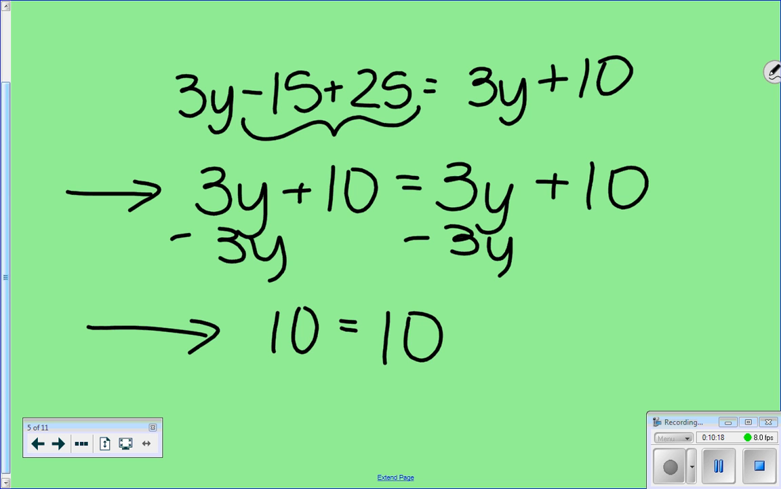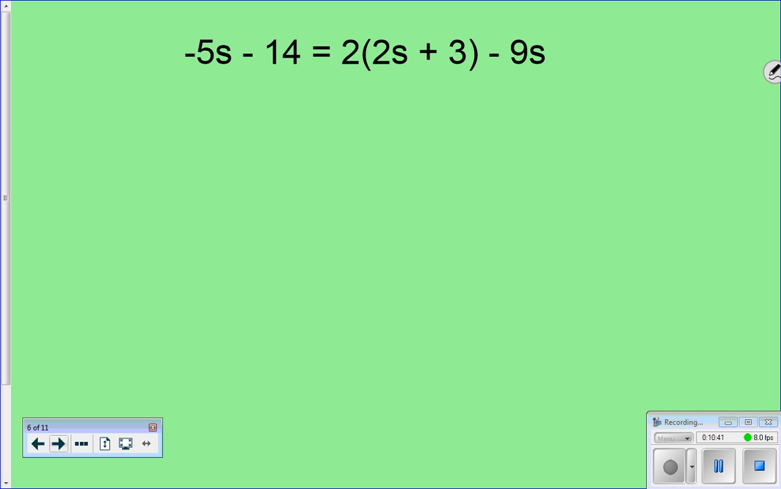Okay, so what are some indicators that I know if something is going to be an identity problem? Looks the same on both sides. Or if I get down to the bottom and it looks the same again. It basically tells me if I put anything in for y, then it's going to be the same no matter what. Okay. Let's try this one.